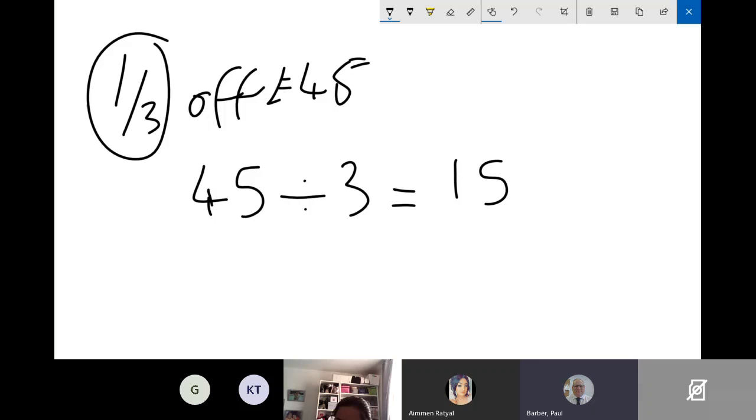So we wanted a third of this whole number. So all we simply do is divide it by 3. If we wanted a sixth, we divide it by 6. If we want 100, we divide it by 100. Here we want a third, so we simply divide it by 3.